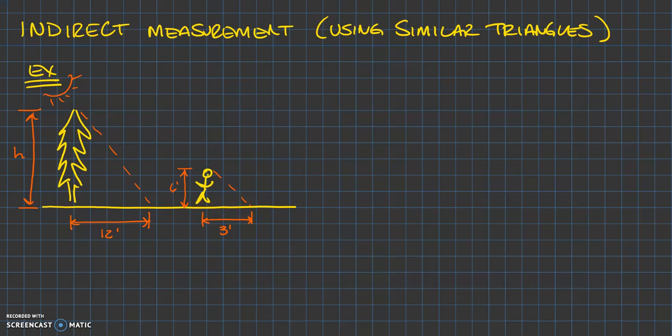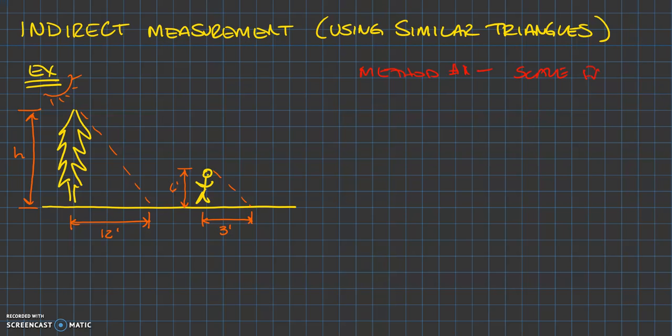Now, there's a couple of ways that we can do this. One is to create proportions using ratios. Another way is to use a scale factor. Why don't we look at the scale factor? So we'll just call that method 1. Method number 1 is a scale factor.